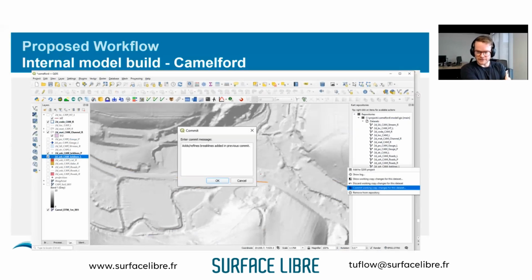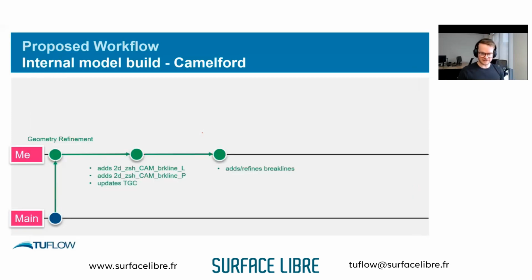So that's that commit. Then it's just a matter of right-clicking the layer, or you can right-click the repo as well to do the same thing. Click commit, add your commit message, hopefully meaningful, and that's another commit. So as you can see, the model build process continues from there.